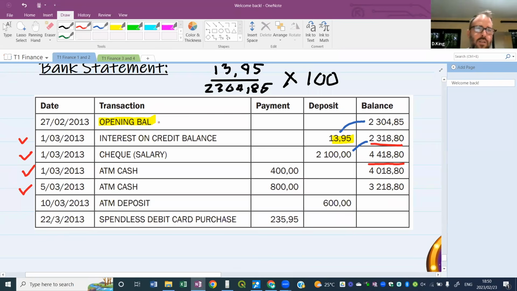Here's another transaction. ATM deposit of 600 Rand. What's the new balance now? Good, Sianda, well done. We're doing the ATM deposit of 600 Rand.